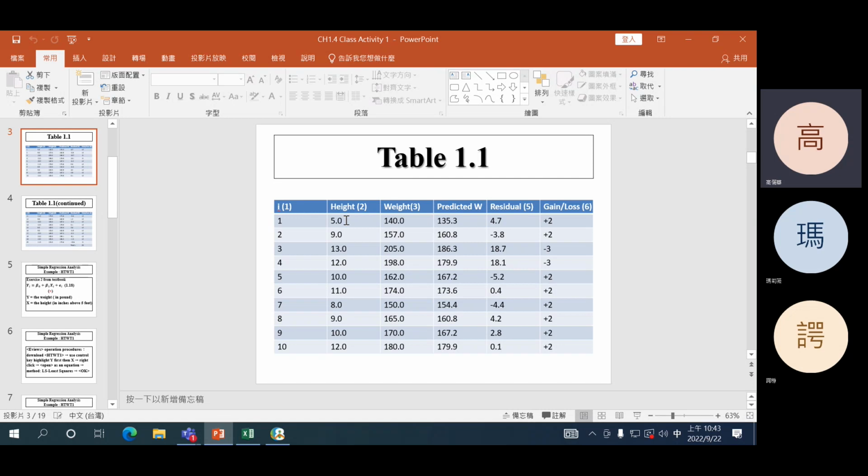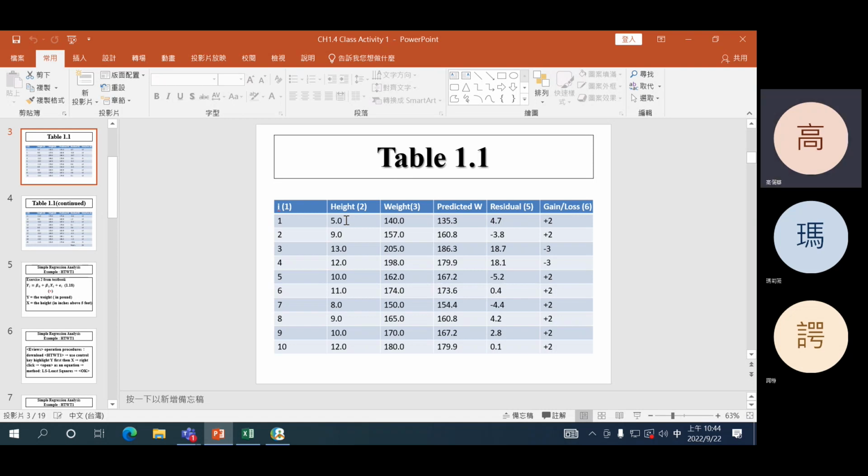Okay? 5 feet and 5 inches. So it's 9 inches to 13 inches, etc. So this means for this example, actually this is a game. It's a game to forecast, to predict a person's weight. Since this is the X variable, this is Y, right? They're using height to predict a person's weight.